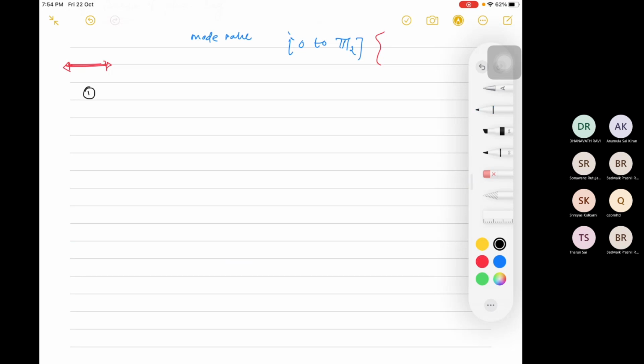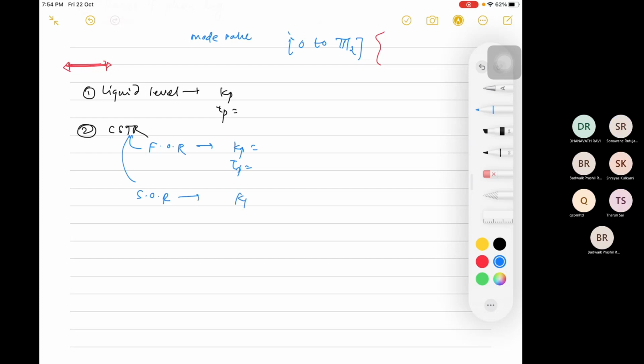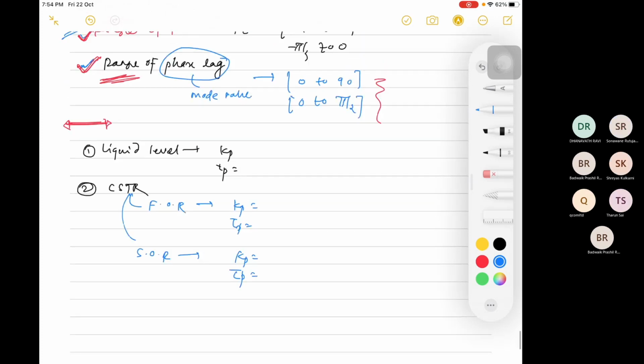Okay, so for the time being, you write this: liquid level tank. You know what is Kp, tau p? Tell me. Second, CSTR, and in CSTR, a first order reaction is carried out. What is Kp and tau p? We derived this, right? CSTR with a second order system. What is Kp? What is tau p?